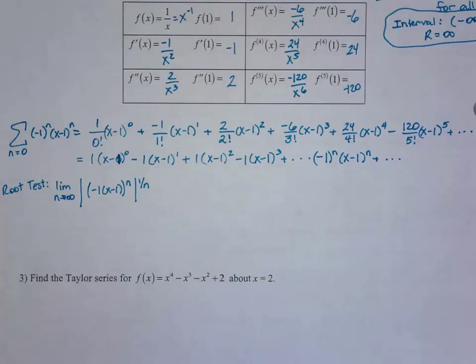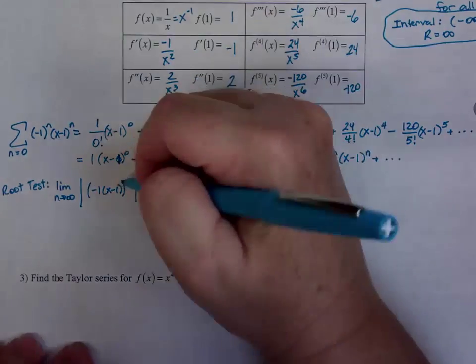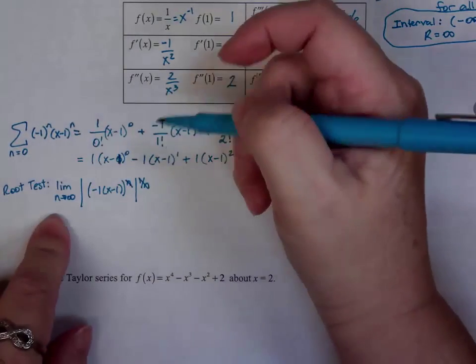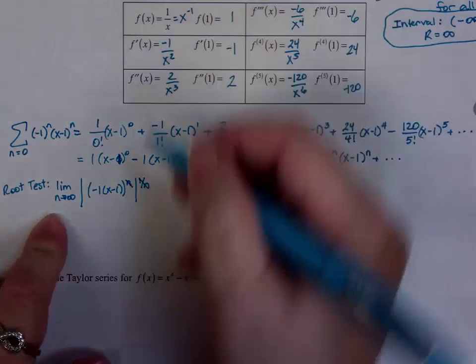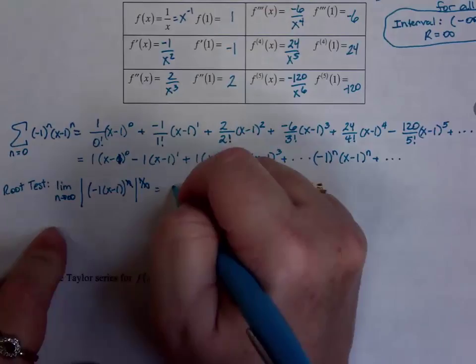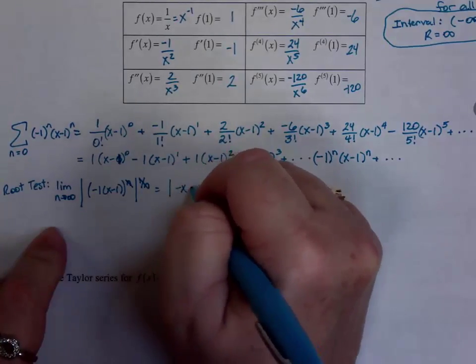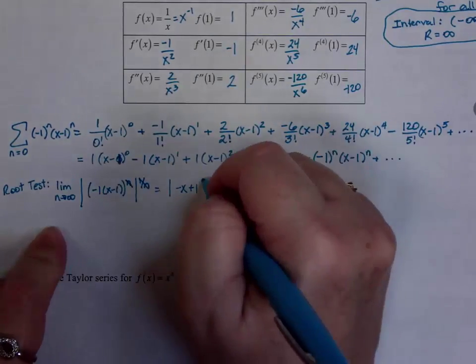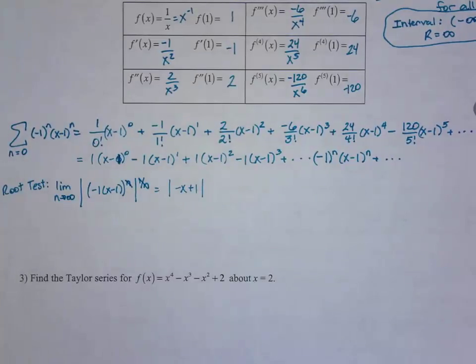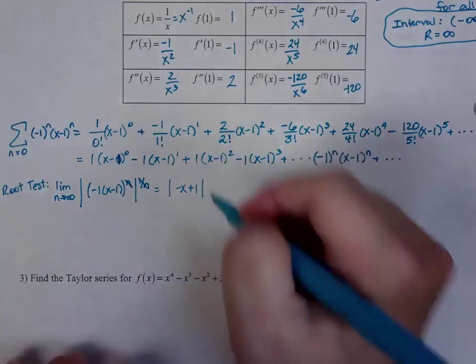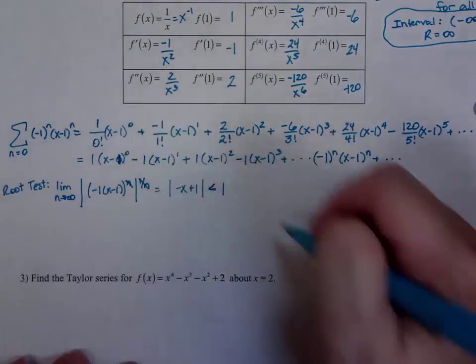All right, what's going to happen to the powers? They go away. It becomes 1. And I no longer need the limit because there are no n's left. So I can just take what this is, which is -x plus 1, close it off. That's what it reduces down to. That's all that's left. Now, what does that expression have to be in order to converge? Less than 1.